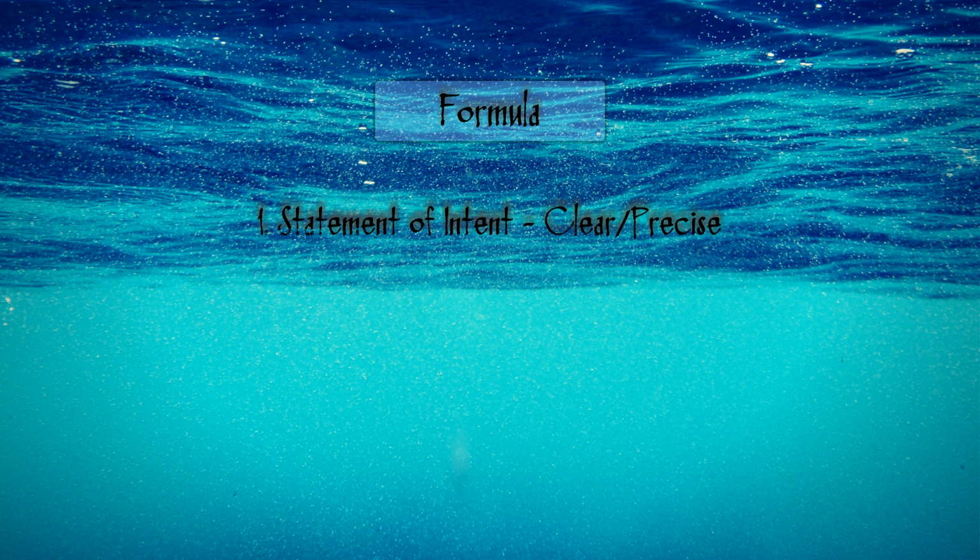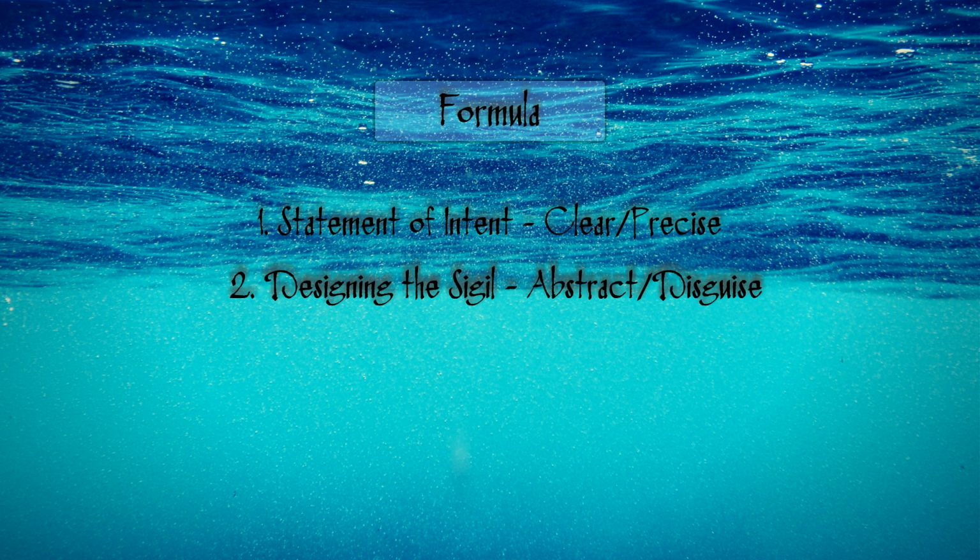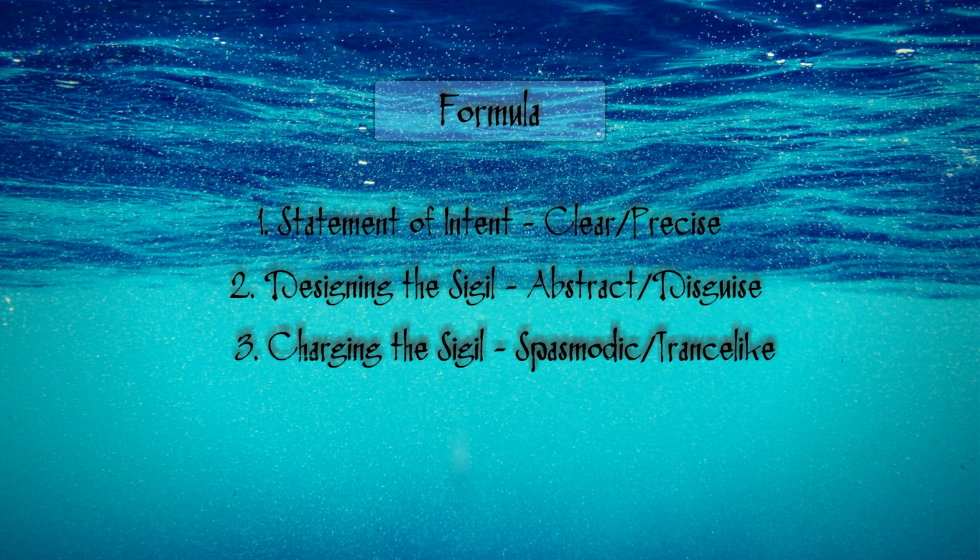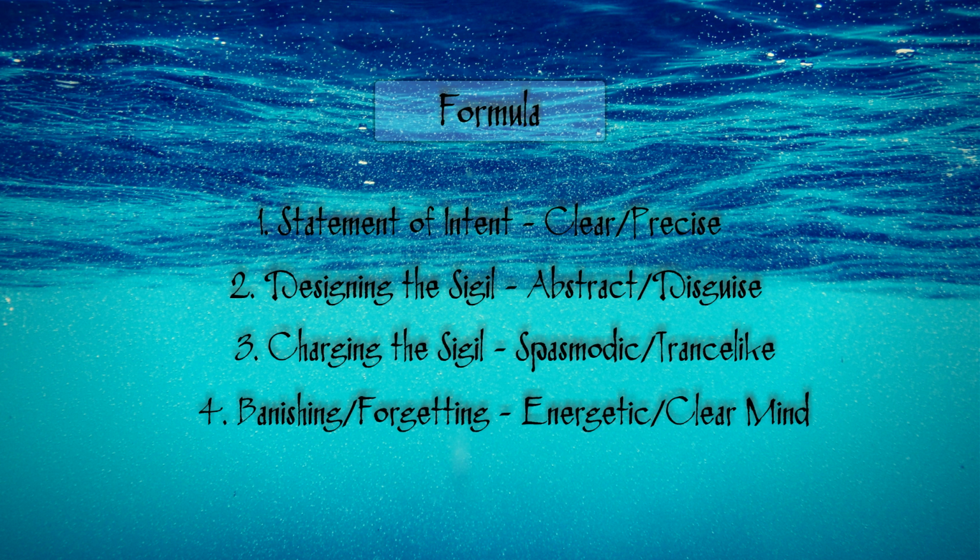So to conclude this video, let's quickly have a look at the formula again. First is the statement of intent, which is clear and precise in its wording. Second, we design the sigil and try and abstract it and disguise its true meaning. Step 3, we charge the sigil, whether we want to use a spasmodic or trance-like state. And the final step, banishing and forgetting the sigil, with an energetic or an empty state of mind, and you complete this by destroying the sigil.